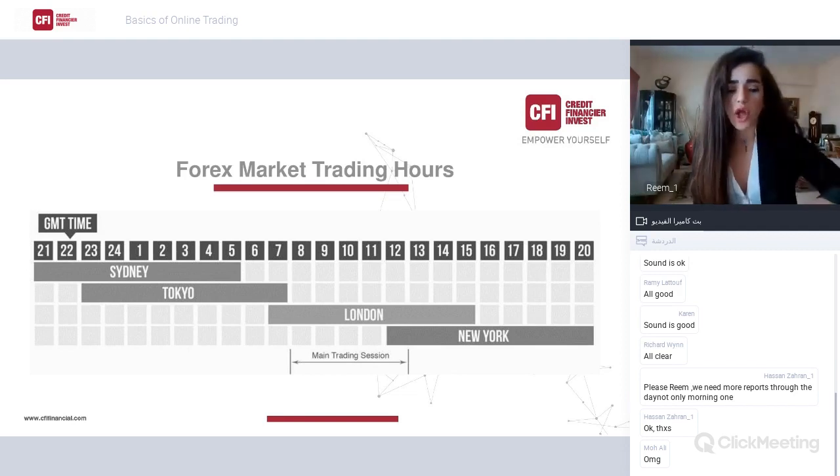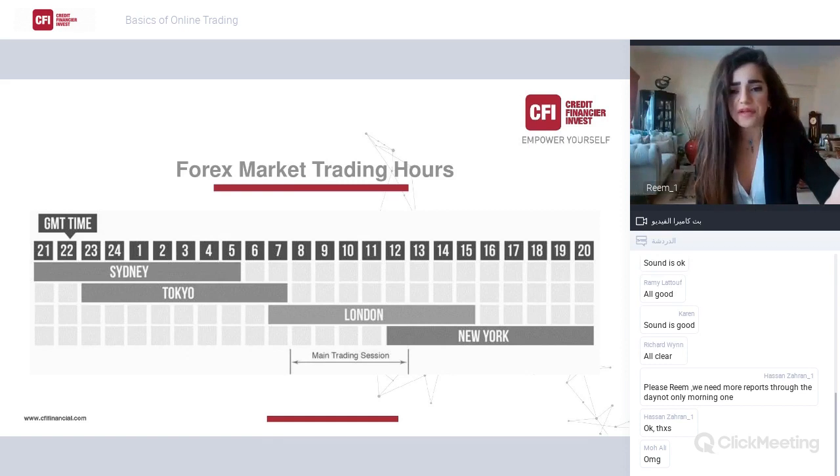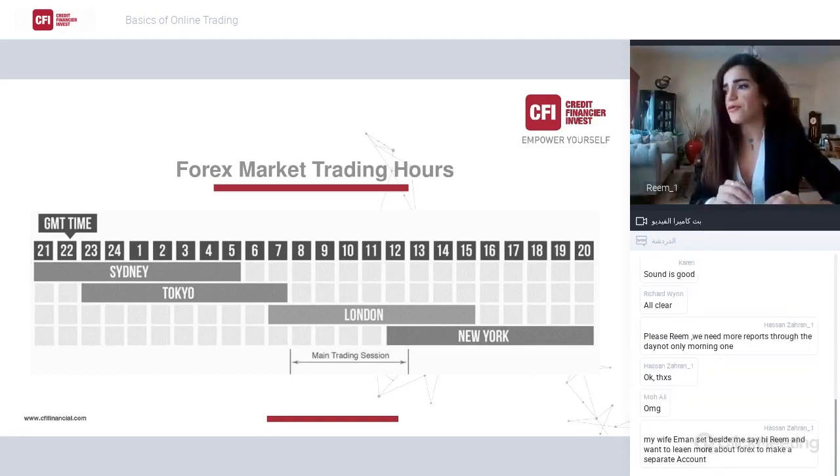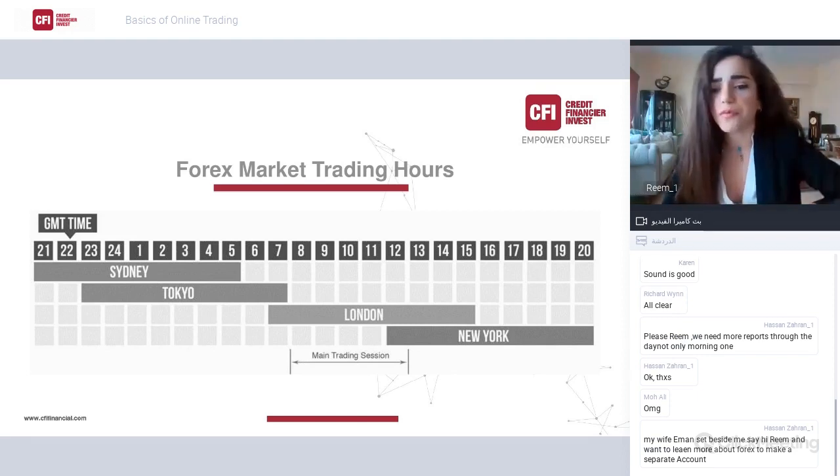And then along the day at 6 or 7 a.m. Dubai time, that's probably after midnight, 3 a.m. UK time, the Asian market closes. And then you probably have a couple of hours of break before the European market opens.